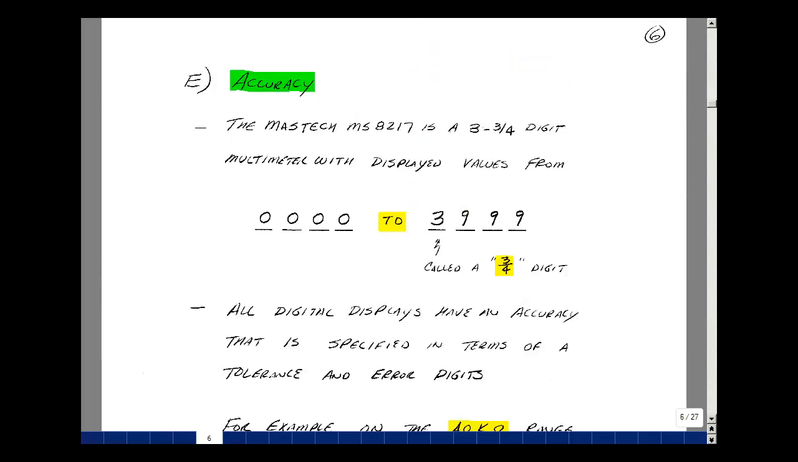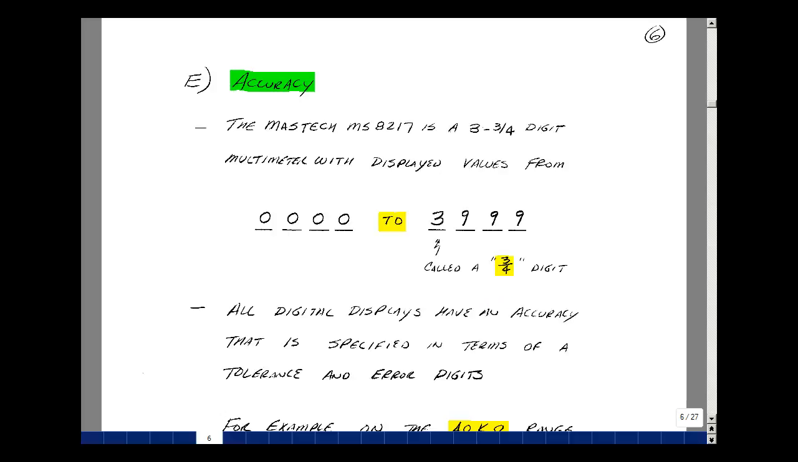Let's next take a look at the accuracy of our multimeter. The Mastech MS8217 is referred to as a 3 3/4 digit multimeter. What that means is that you can have 4 digits displayed that can go from all zeros to 3999. Now this digit can go from 0 to 9, so can this one, and so can this one, but this one, because of the A to D conversion, can only go between 0 and 3. So we got 3 as the highest possible value out of 4 digits that are here. So it's referred to as 3/4 of a digit. Kind of an odd way to describe that, but that's what that means.